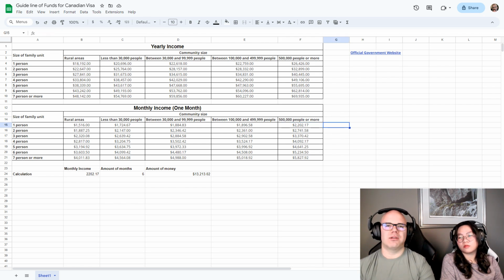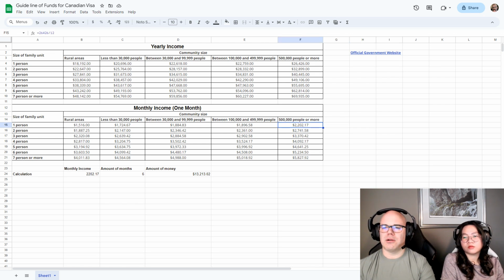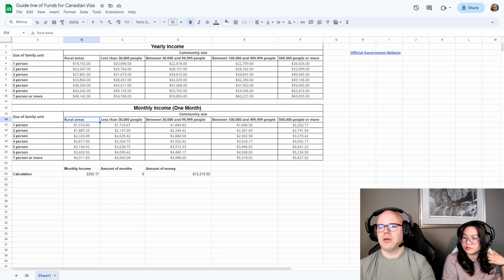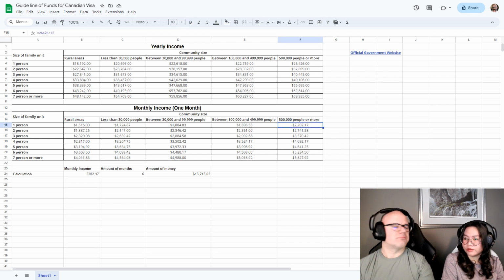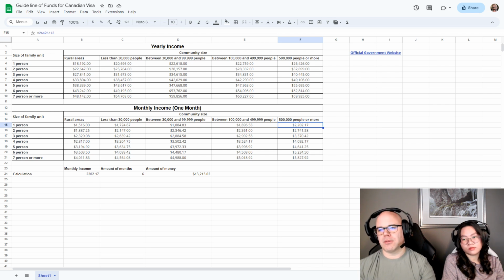This is a self-funded tourist visa, assuming you're going to a big city. So what they've done here is they list it by community size. So think of community like a city or a town, or maybe you're living out in the province or the country and there's nobody around. That would be what's called a rural area. But if you're going to a big city like Toronto, Vancouver, Montreal, something like that, this is roughly the amount of money they would expect you to have at a minimum for 1 month.